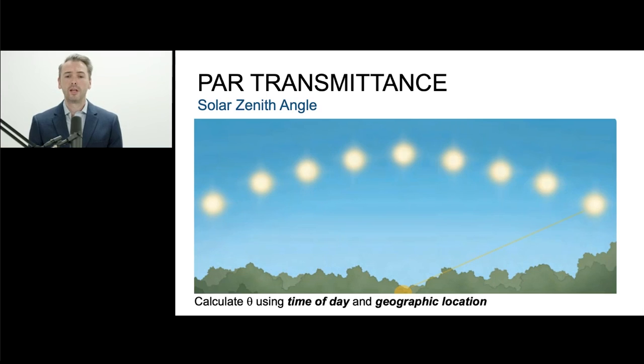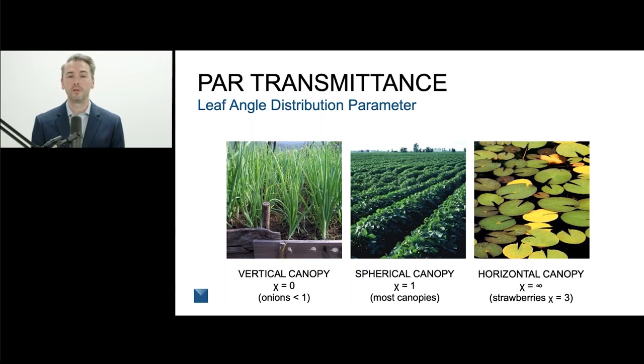So your zenith angle is nothing more complicated than just the position of the sun relative to your position on Earth. So if the sun is directly overhead, you have a zenith angle of 0. If the sun is on the horizon, the zenith angle is 90. This is, again, not something you have to measure. As long as you know the time of day when the measurement was taken and your geographic location, you can plug latitude and longitude into a couple of equations and you can get zenith angle with a high degree of accuracy. But it's important to understand that zenith angle is going to impact how light interacts with your canopy. And that's going to happen as a function of what we call the leaf angle distribution parameter, that chi value that I talked about earlier.